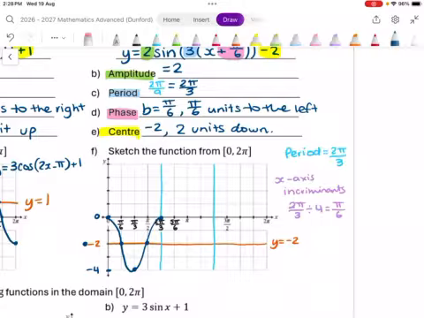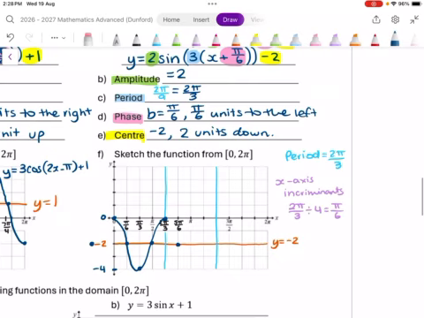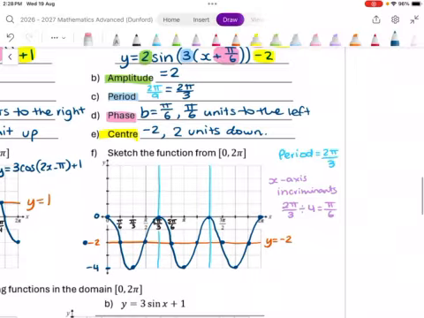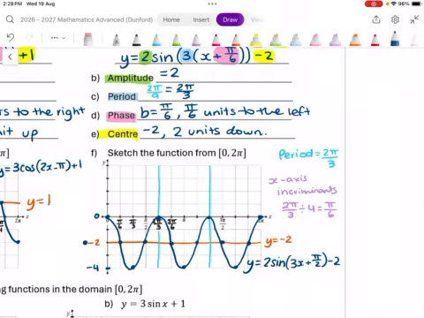that bit in there. Ta-da! And then we just continue that wave going on. So then we go down, down, up, up, down, down, up, up, and put our dots, and draw a nice, smooth curve. Ta-da! And that is our y equals 2 sine 3x plus pi on 2 minus 2.